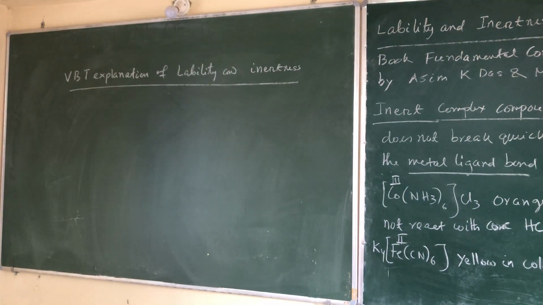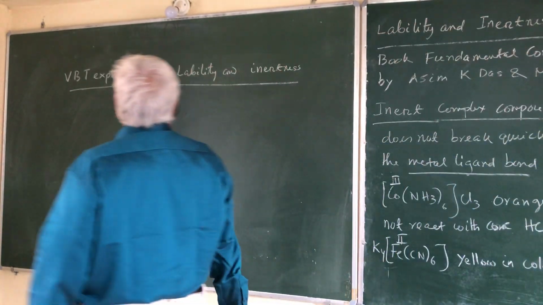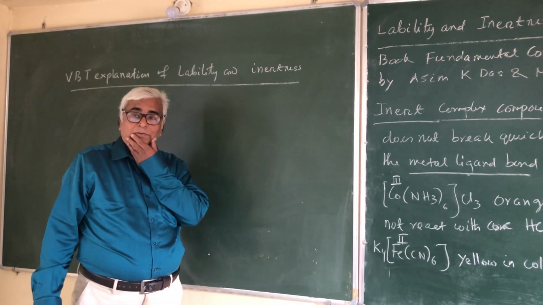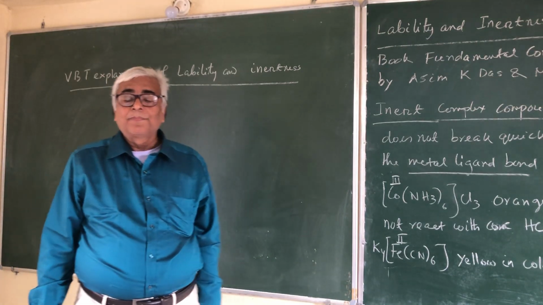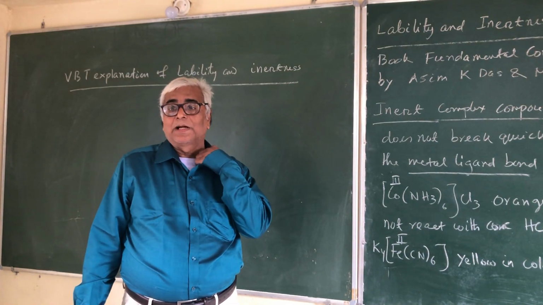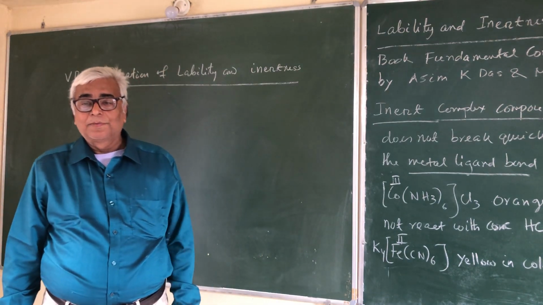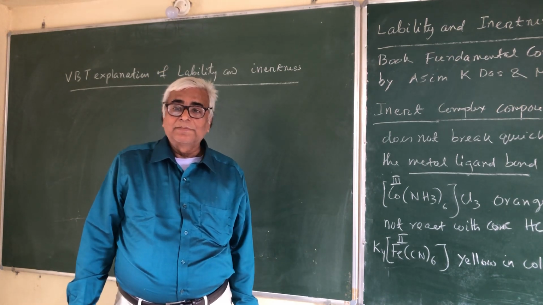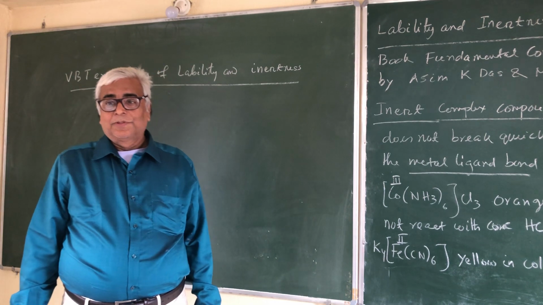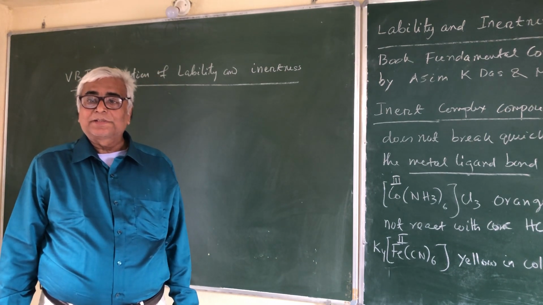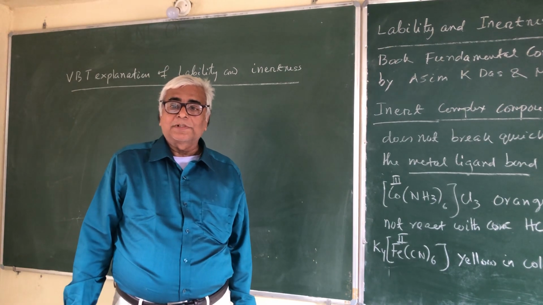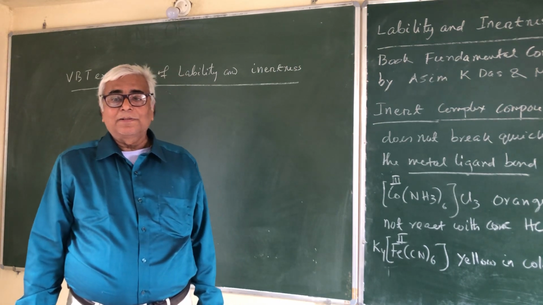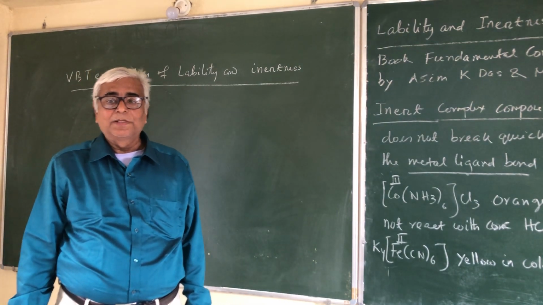Valence bond theory explanation of lability and inertness. You must be aware of valence bond theory. What are the postulates of valence bond theory? First postulate: each metal atom or ion will make available a number of orbitals equal to its coordination number. These vacant orbitals will be hybridized so that the complex compound gets a shape. Metal-ligand bond formation takes place by the overlap of a vacant hybrid orbital of the metal ion and a filled sigma bonding orbital of the ligand.